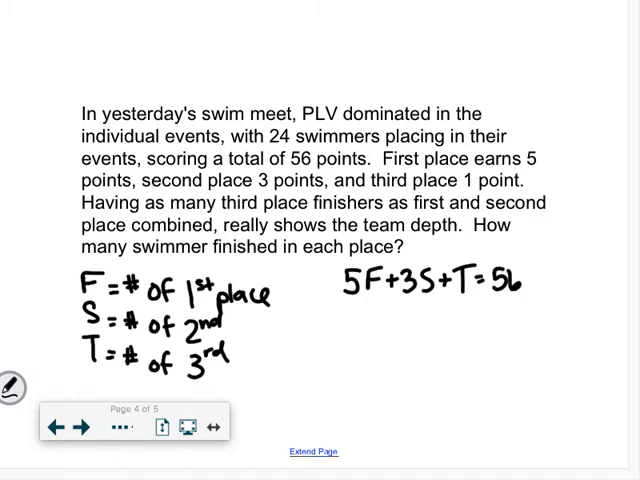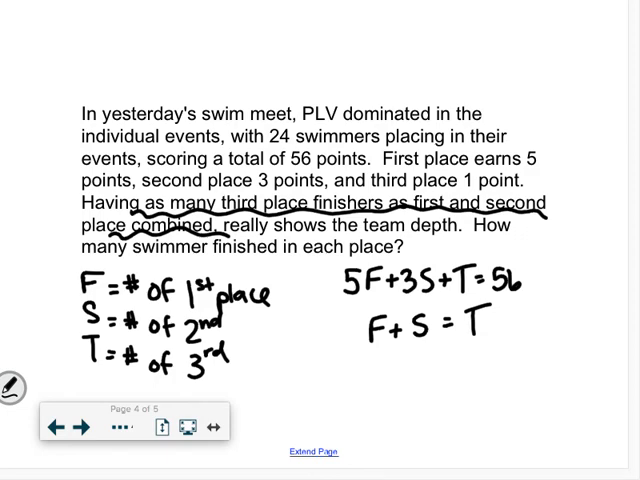What else do we know? Lilith? F plus S equals T. And you're addressing that statement in the middle: having as many third place finishers as first and second combined. So if someone said, how many first and second place finishers did we have combined total? We just add those up, right? F plus S. And that's equal to our third place finishers.